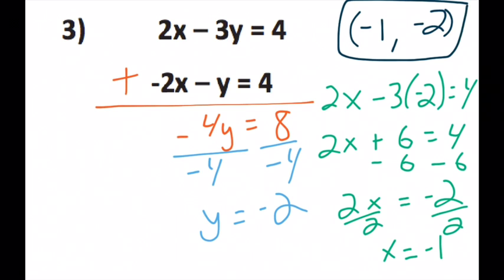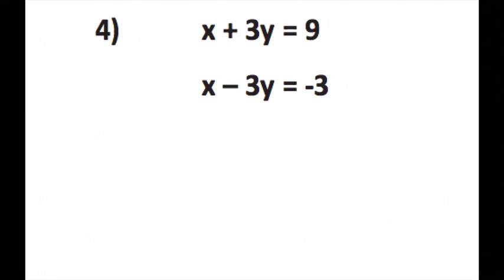So the point that these two have in common, if they were to be graphed, where they would cross, is -1, -2. Okay, for number 4, once again, since I have a 3y and a -3y, the easiest way to solve this one would be to go ahead and add them together.